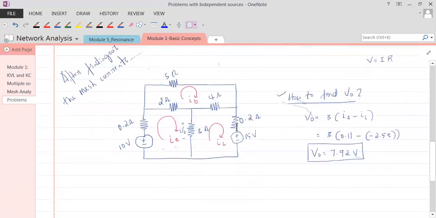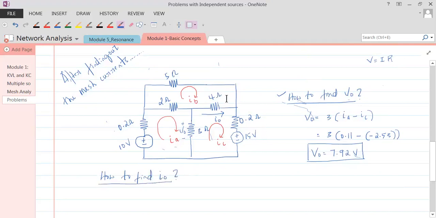We can also see how to find out a current. Let's say that there is a current flowing here. Let's take a current flow I0. So how to find out this I0 after we have found out the mesh currents? I0 is not a mesh current, mind you. How to find I0 is the question.